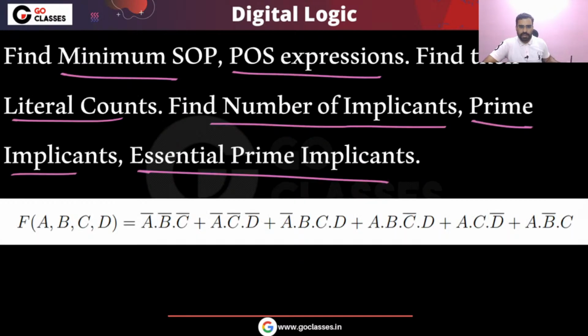Now let's see this one. Let's find out, tell me which minterm this will give you. A bar, B bar, C bar. You can directly make the entries. This is in SOP.